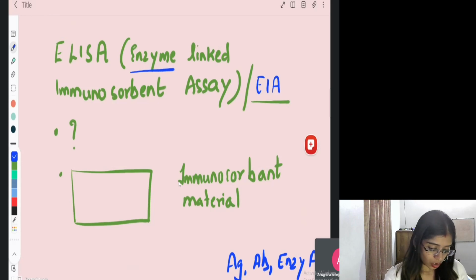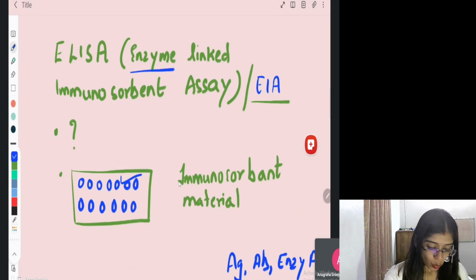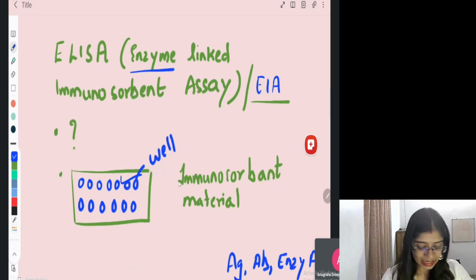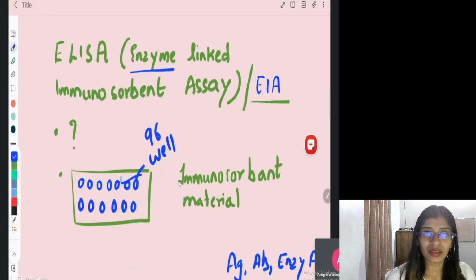So ELISA is done on a plate. I'll show you the picture by the end of the class. It is basically done on such a plate, where this plate has got so many small depressions like this, which we call a well. In one ELISA plate, we have about 96 wells, mostly on the ELISA plates we have 96 wells.